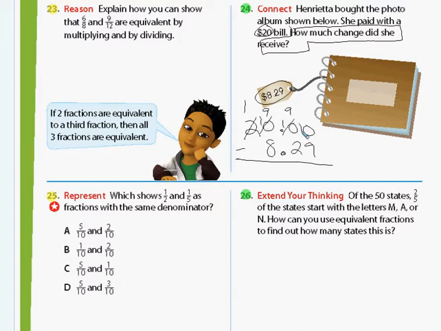I can subtract. 9 from 10 is 1. 2 from 9 is 7. Bring down my decimal. 8 from 9 is 1. And 0 from 1 is 1. So that means she would have got $11.71 change back.